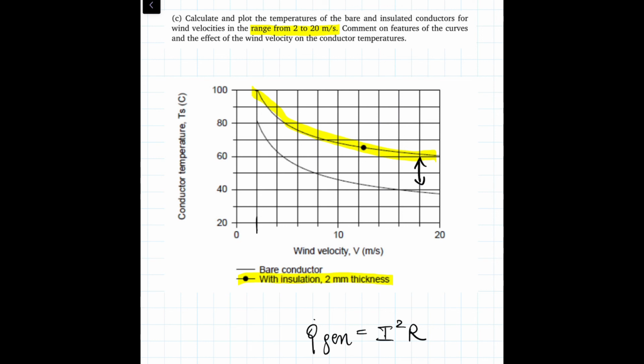The last peculiarity I would like to show you about this graph is that, of course, the conductor temperature is inversely proportional to the wind velocity, because as the wind velocity increases, the conductor temperature decreases. However, what I also would like to show you is that at the beginning, so at lower wind velocities, the difference between the bare conductor and the insulated conductor temperatures is smaller than the scenario with higher wind velocities. Also, as we go on, the temperature difference almost becomes steady and doesn't change.